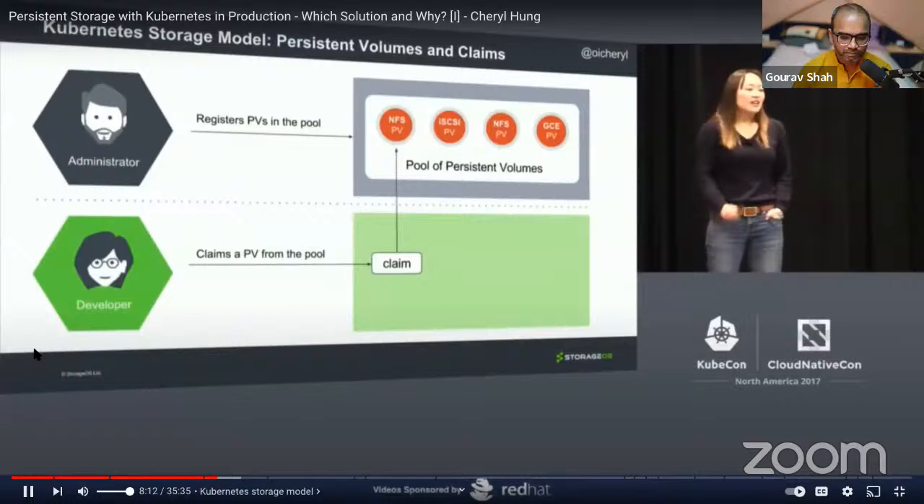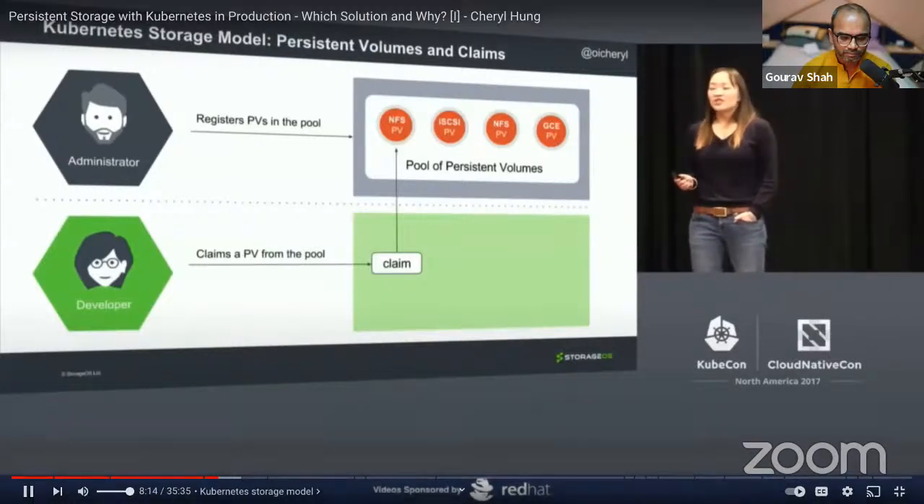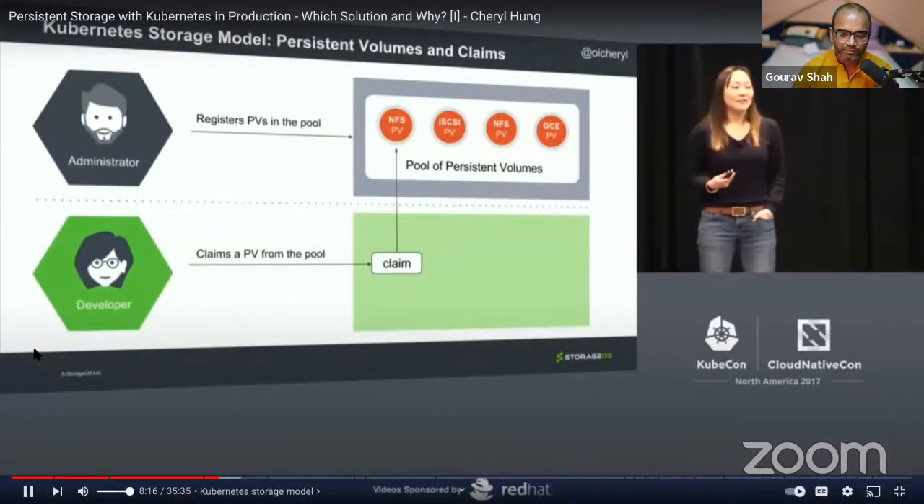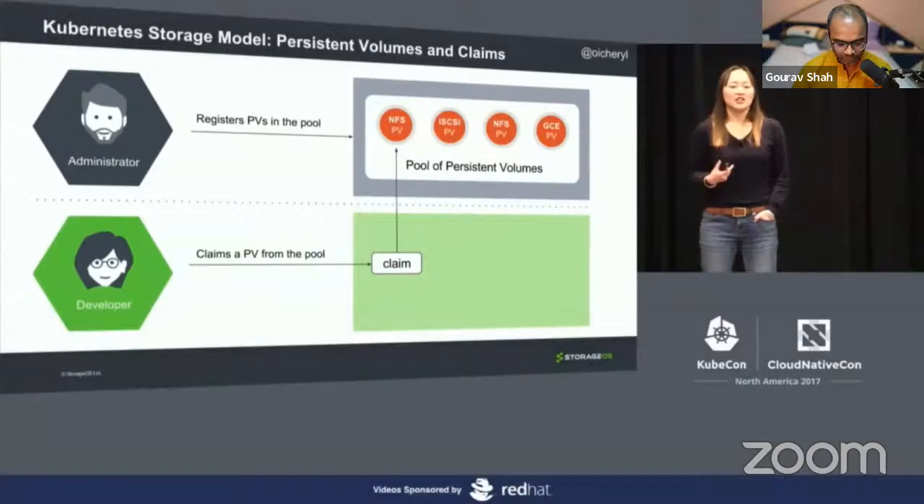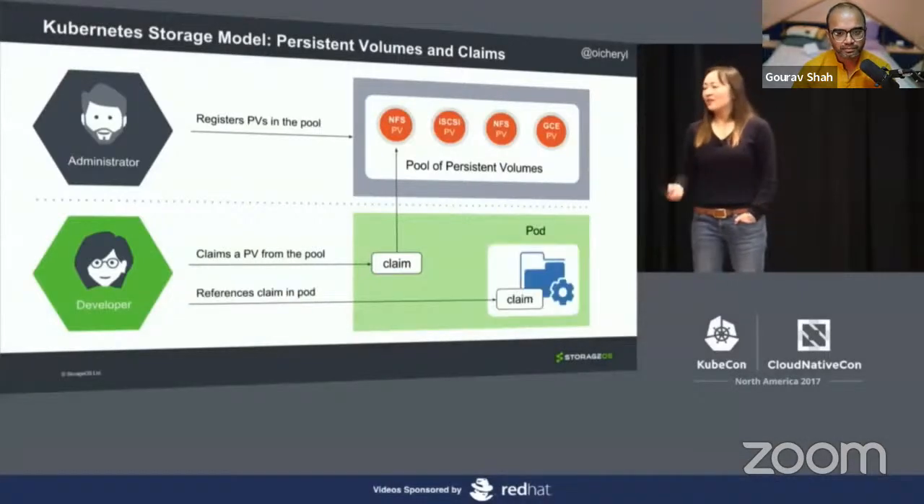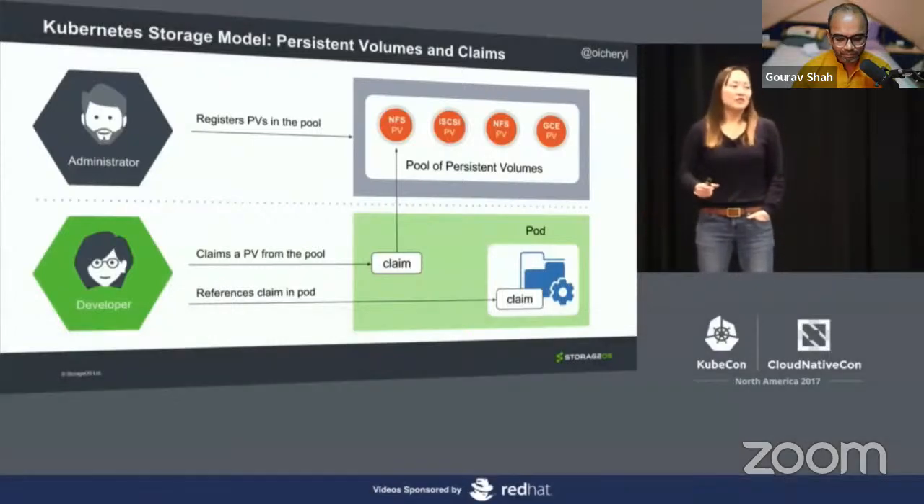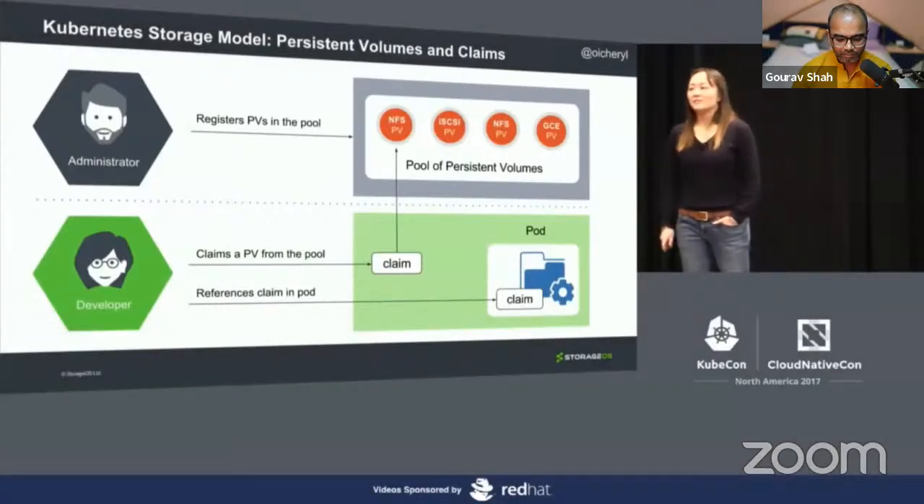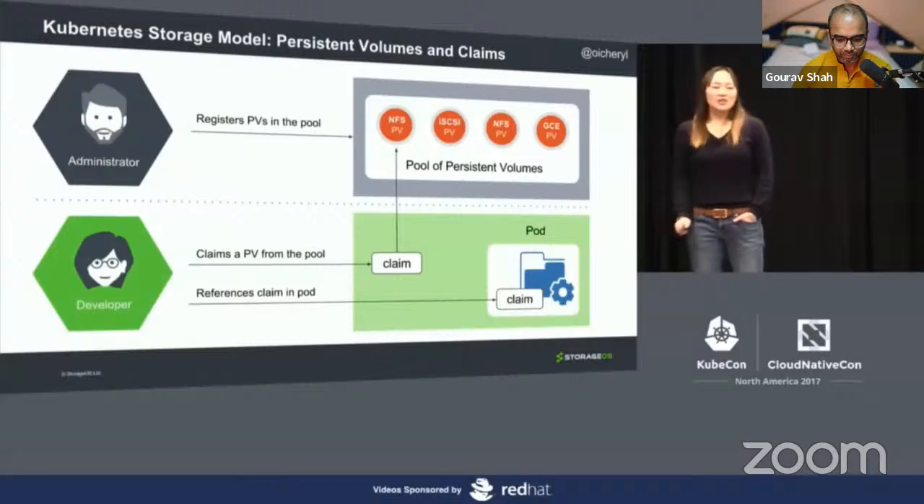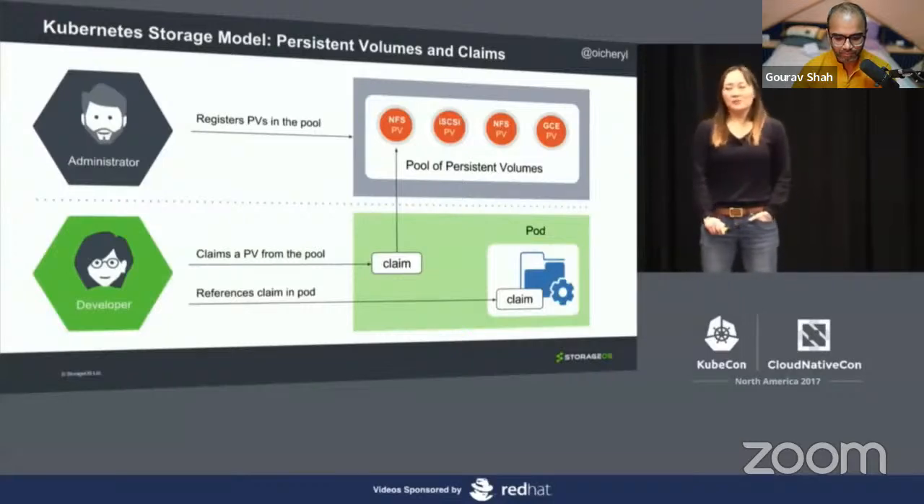A developer who needs some storage will submit a persistent volume claim, which is a request for a certain amount of storage. And then they will reference that claim in their pod. Now Kubernetes can match up the exact volume with whatever the pod needs. So this is so far so good.